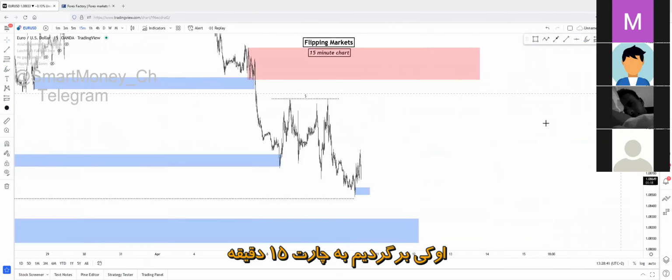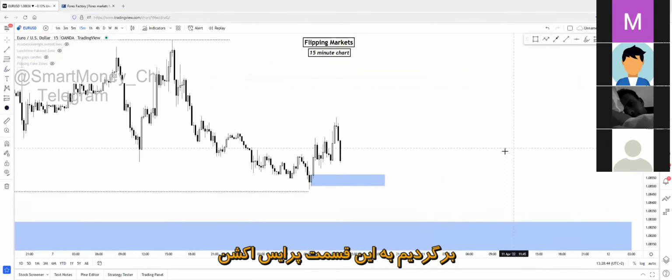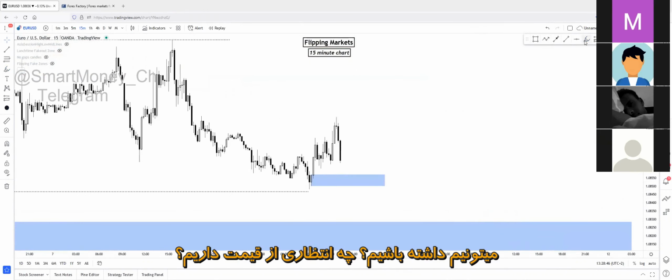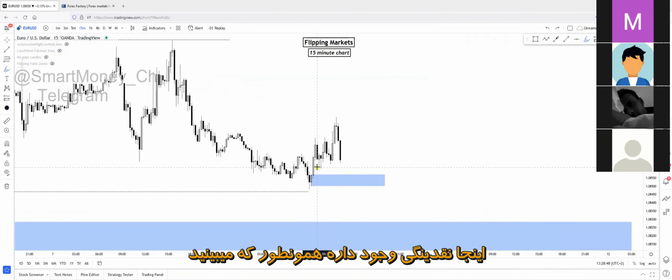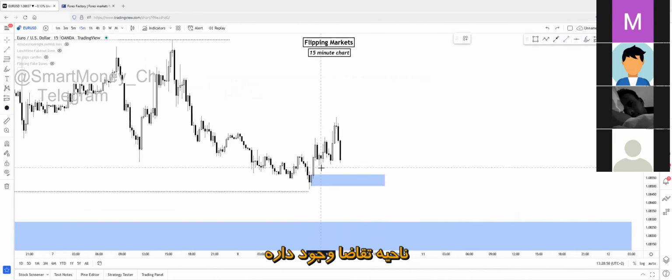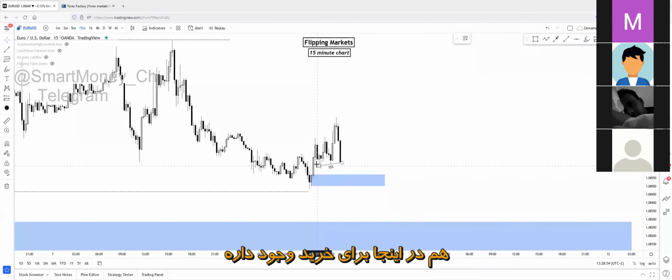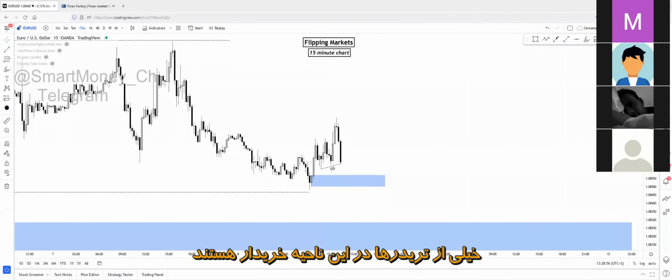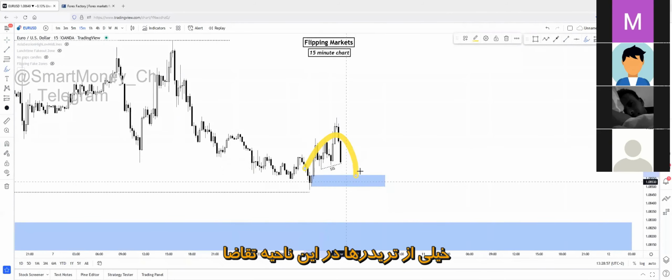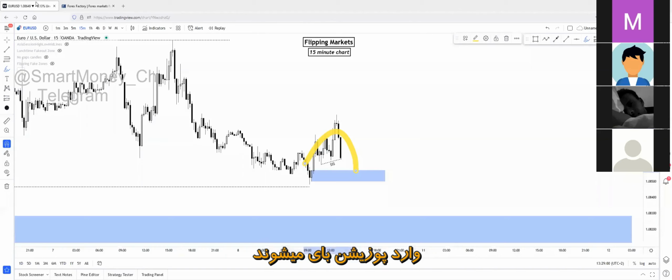Okay, so back to the 15-minute chart, back to here at this price action region. So what can we expect from here at this demand zone? What can we expect from price? There's liquidity, as you can see. There's clear liquidity built up for this zone. This is one more confluence for the other side to be bought, right? Lots of traders will open a buy position right here at this demand zone.